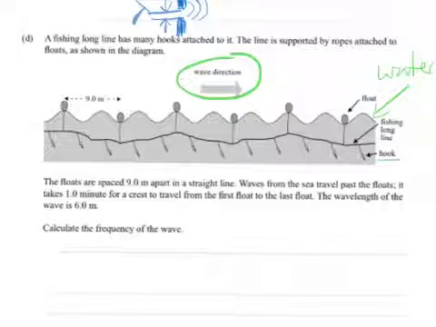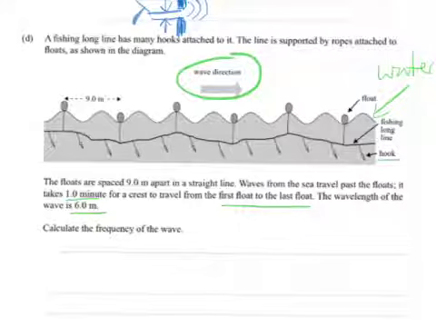The floats are spaced 9.0 metres apart in a straight line. Waves from the sea travel past the floats. It takes 1 minute, that's going to be important, I'm sure, for a crest to travel from the first float to the last float. Okay, the wavelength of the wave is 6 metres. Calculate the frequency of the wave.